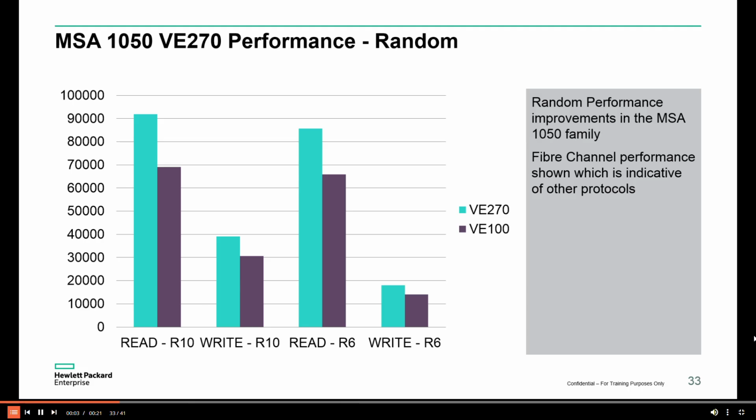Now we are looking at the random performance. Again, for the MSA 1050 Fiber Channel controller, but all controllers will benefit from the changes similarly. Here we can see some marked improvement. The performance improvement is typically greater than 25%. The final numbers will be posted in the MSA Quick Specs.